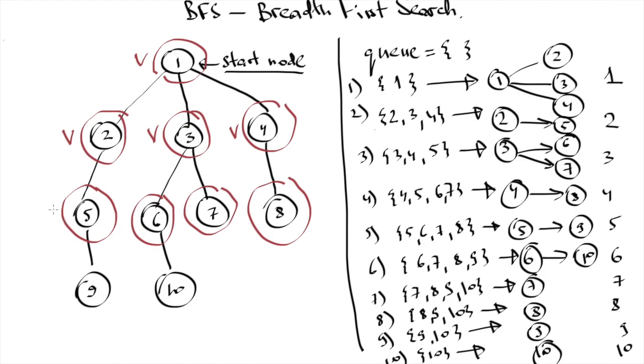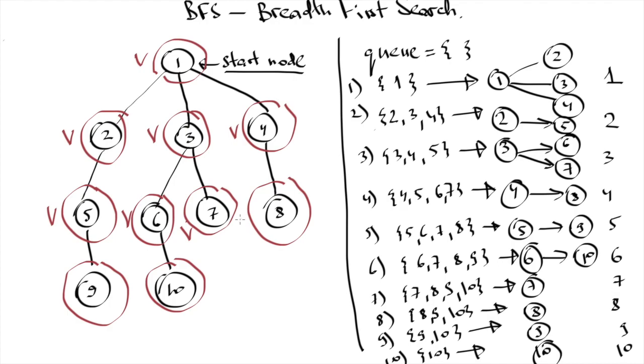So the next unvisited node is 5. We look at the neighbor, which is 9, and after that we set node number 5 as visited. In the same manner we do for the next unvisited node, which is 6. We look at the neighbor, which is 10, and after that we set 6 as visited. The next unvisited node is 7. We just set it as visited because 7 doesn't have any neighbors.